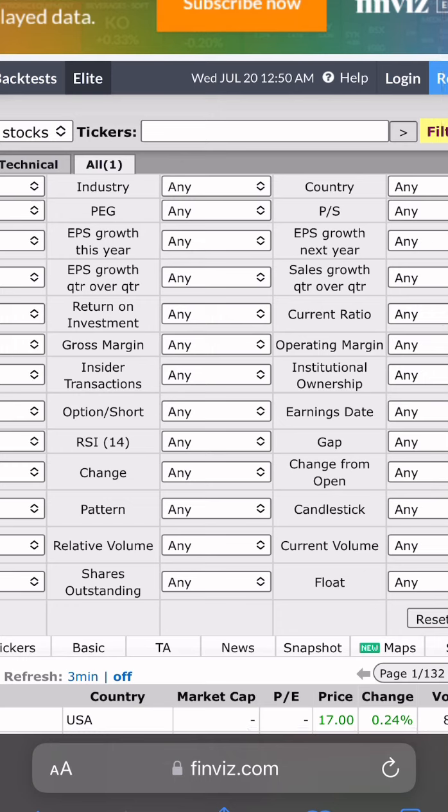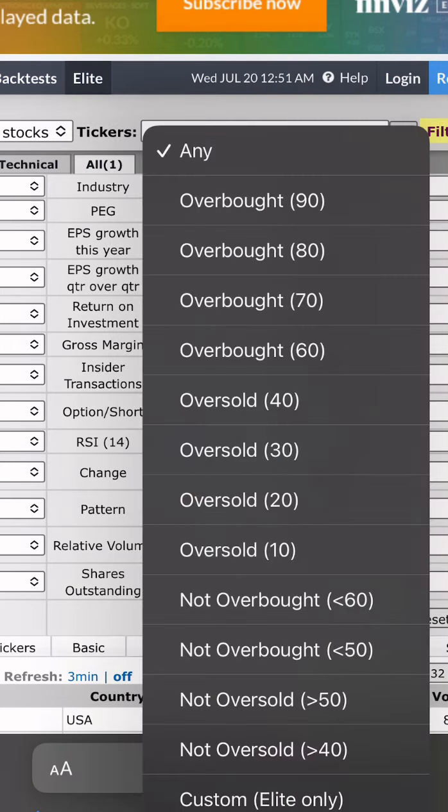It does not show cryptos. It's only on the stock market. And I'm going to try to narrow this down so I can get something off the New York Stock Exchange.